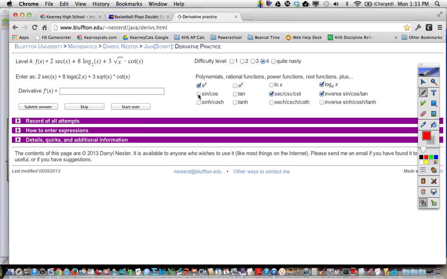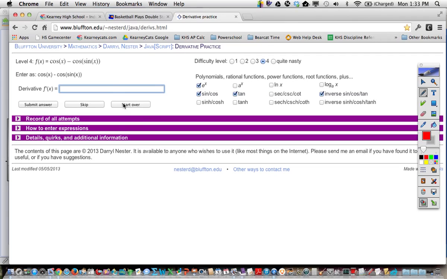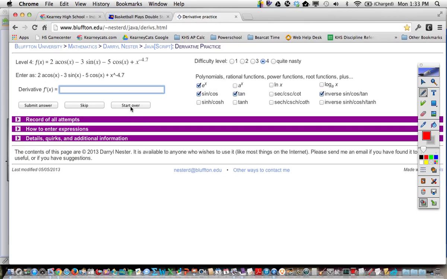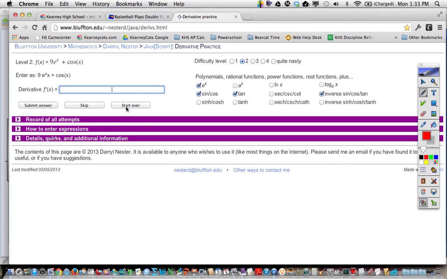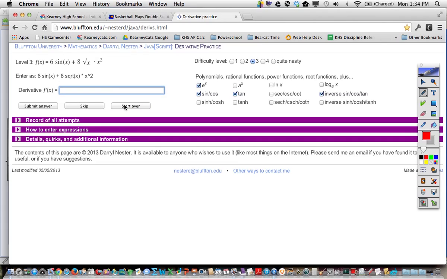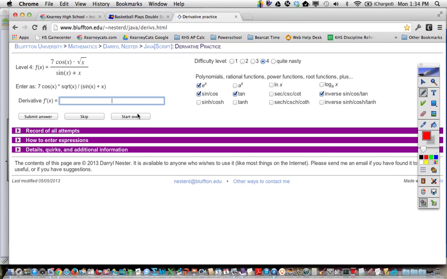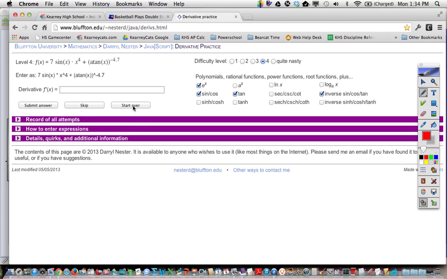Let's pull back in some of these other things. Sine, cosine, maybe get an inverse trig in there a little bit. Oh, easy. Easy's good. That's a little, God, boy, it just jumps from unbelievably easy to crazy hard.